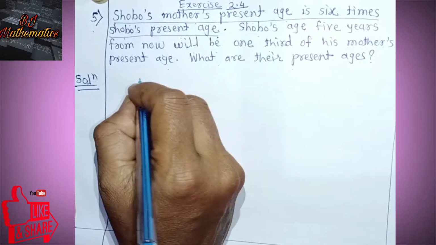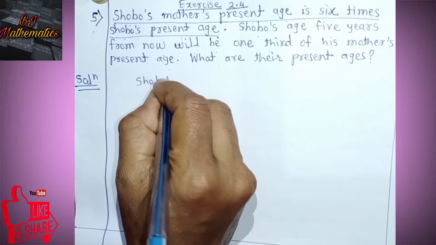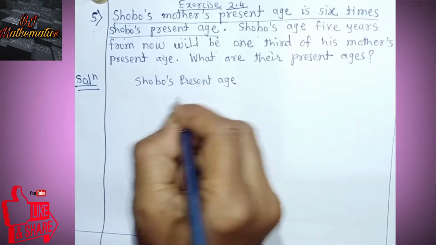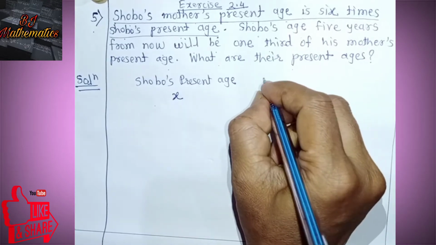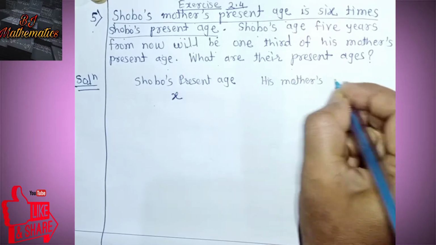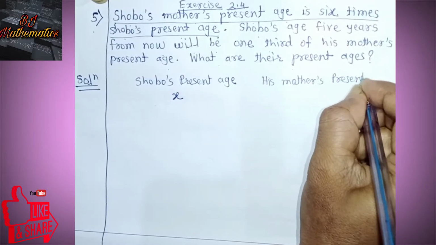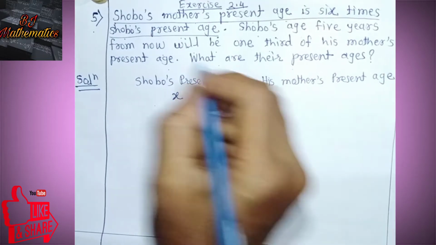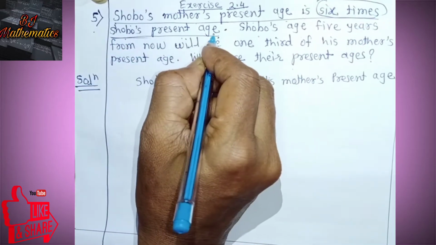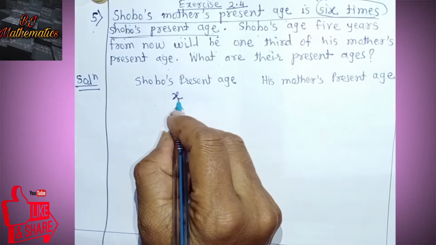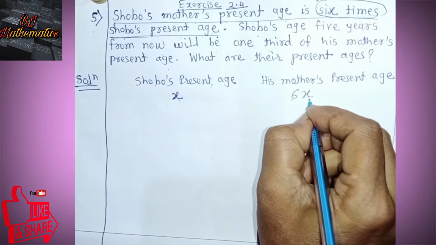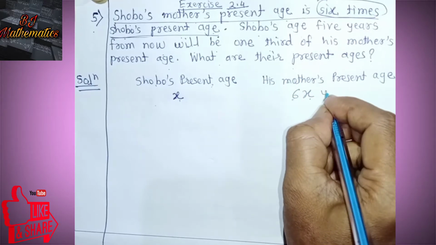Let Shobo's present age be x. His mother's present age, according to the condition, is 6 times Shobo's present age. Therefore, 6 multiplied by x is the age of his mother, in years.